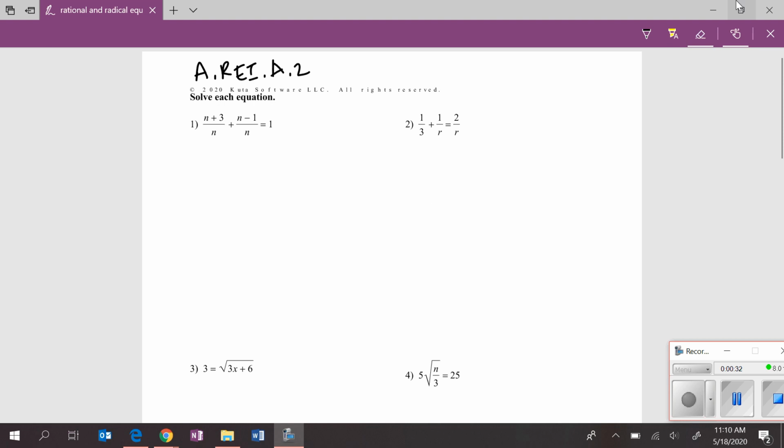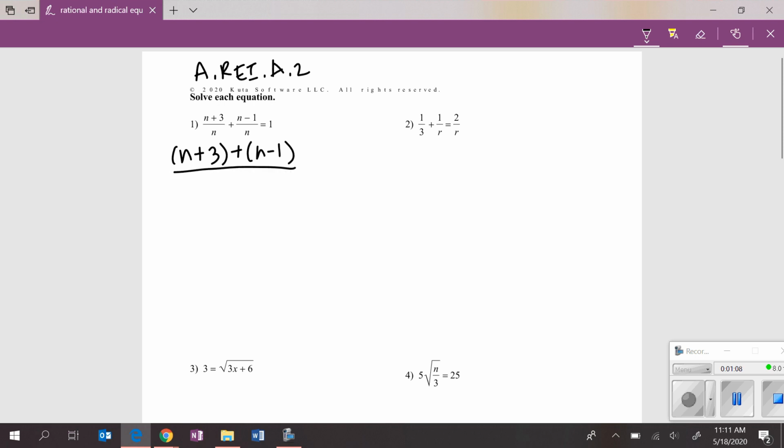So number 1, n plus 3 over n plus n minus 1 over n equals 1. Right here might look very scary already, but notice how in the fractions we've got common denominators. And the same thing goes even if we have variables, that we can still add the tops of our fractions with fraction addition in this case. So I'm just going to do this.